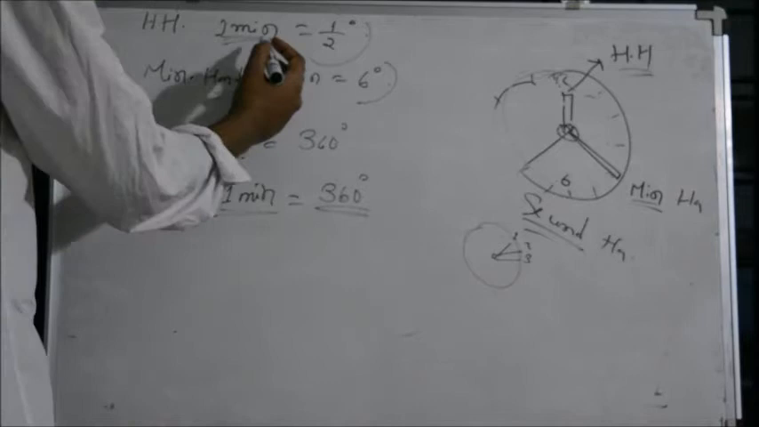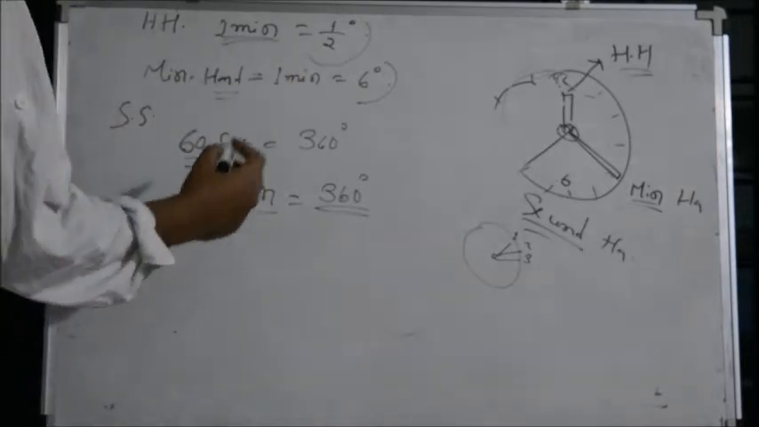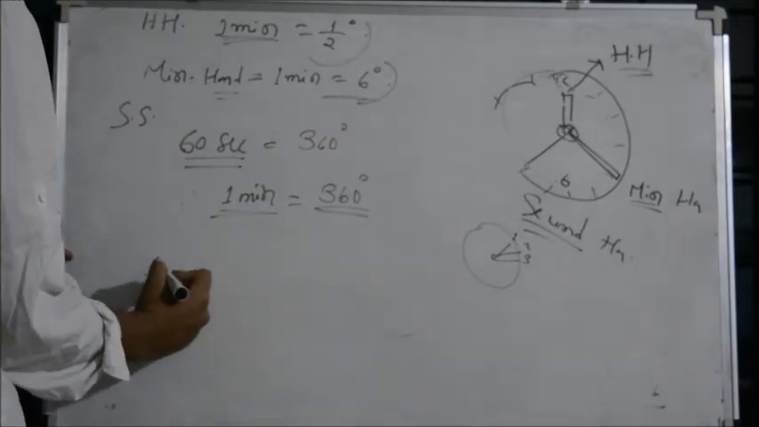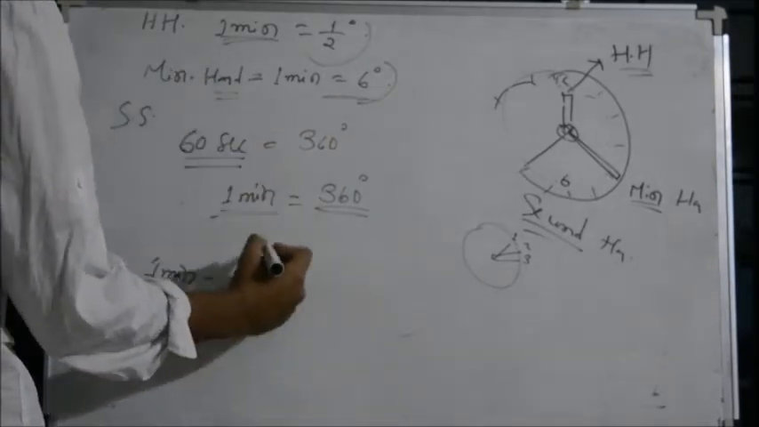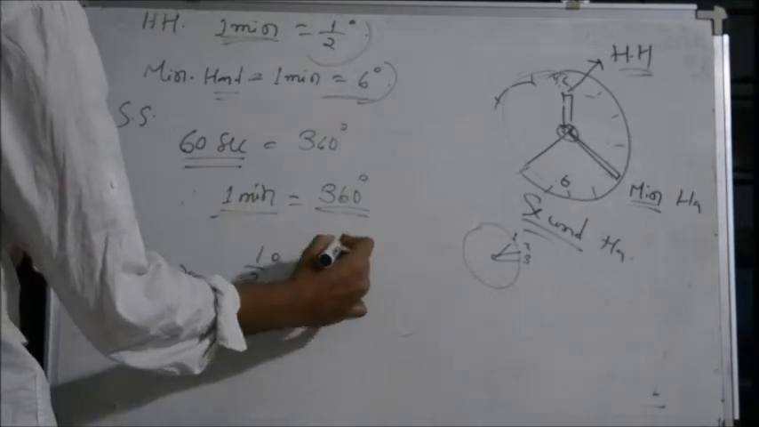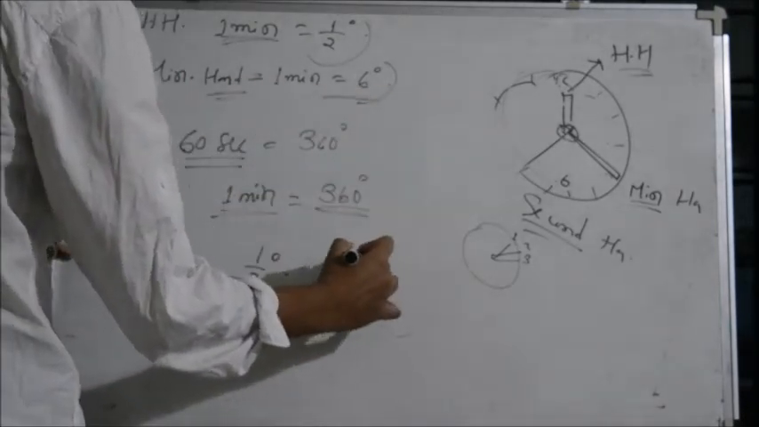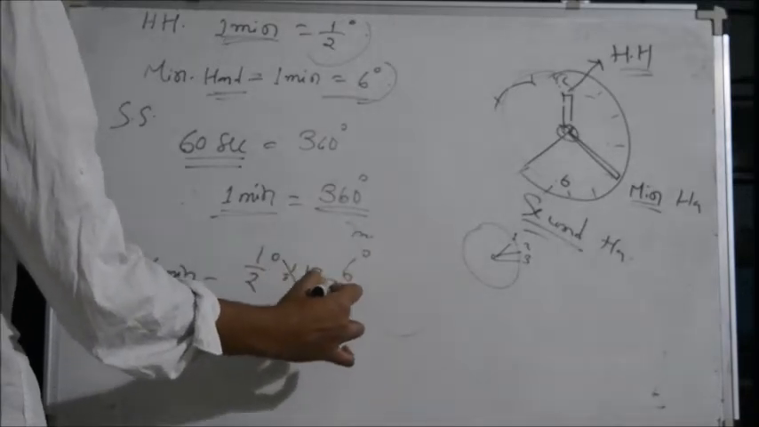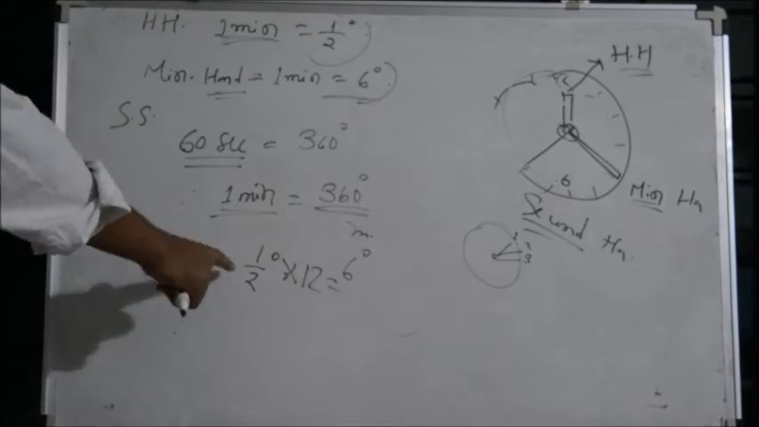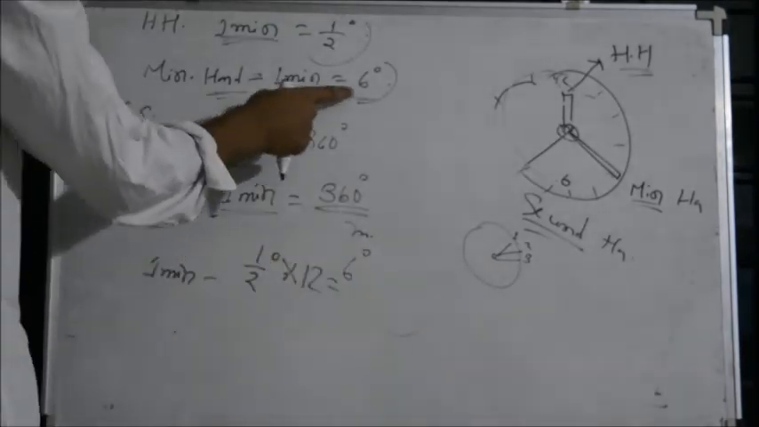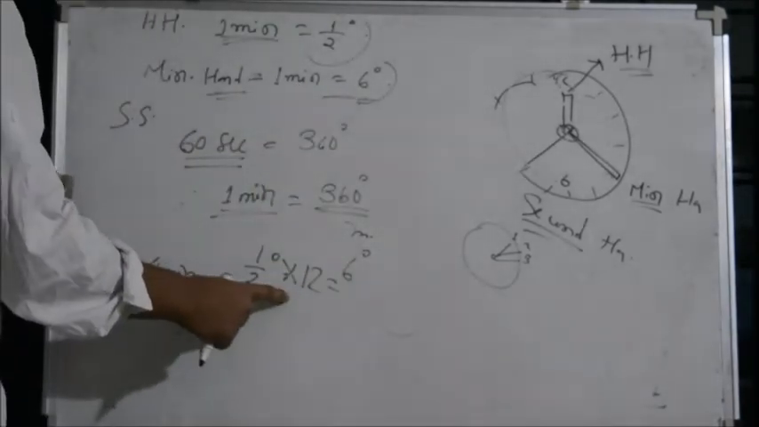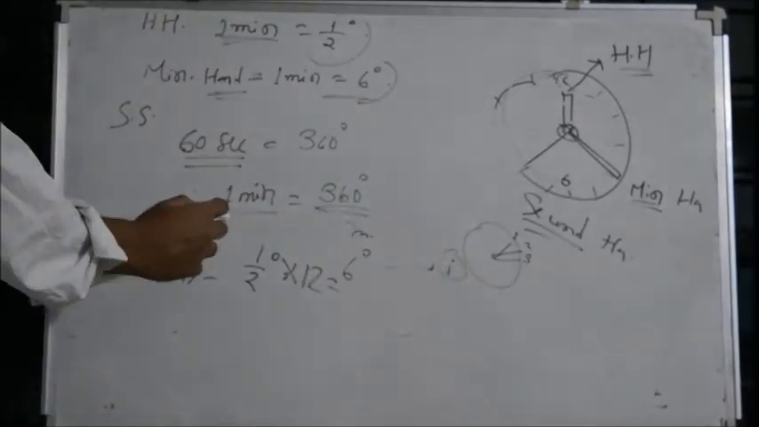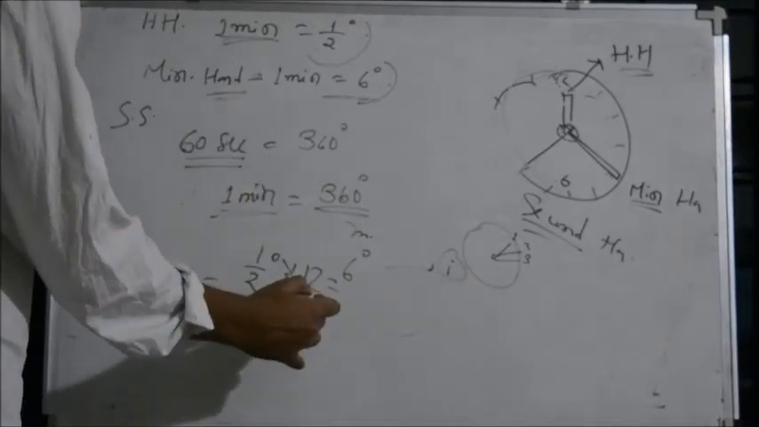Now, if we compare these two things, in 1 minute, the hour hand moves half degree and the minute hand moves 6 degrees. Therefore, the minute hand is 12 times faster than the hour hand. Look at this, half into 12 is equal to 6. Therefore, the minute hand is 12 times faster than the hour hand. You can write it down as one equation or just note it down. Just that the minute hand is 12 times faster than the hour hand.